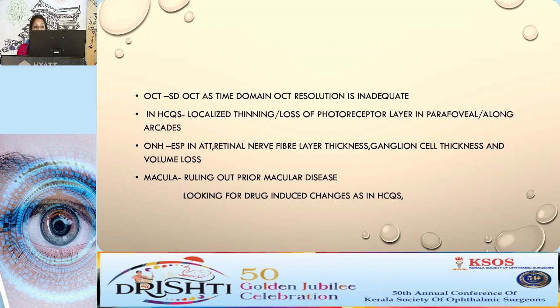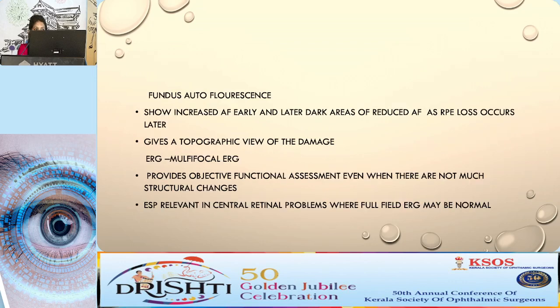While coming to imaging in OCT, a spectral domain OCT is always better because of the better resolution. Look for localized thinning and loss of photoreceptor layers in the parafoveal regions. In the optic nerve head, retinal nerve fiber layer thickness, ganglion cell thickness and volume loss is important. In the macula, look for the changes of drug toxicity as well as look for any pre-existing macular disease.